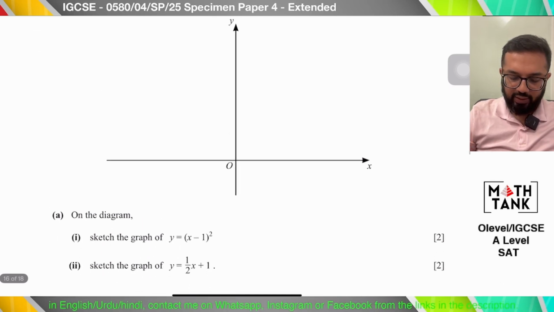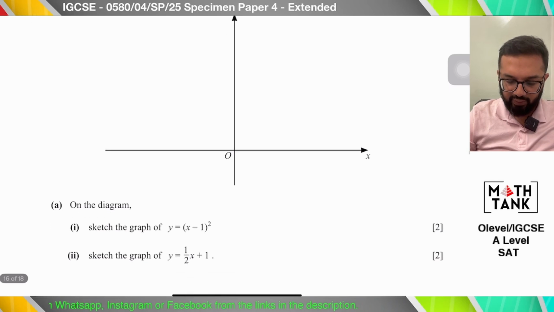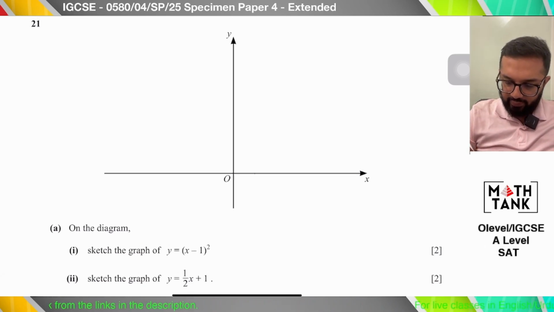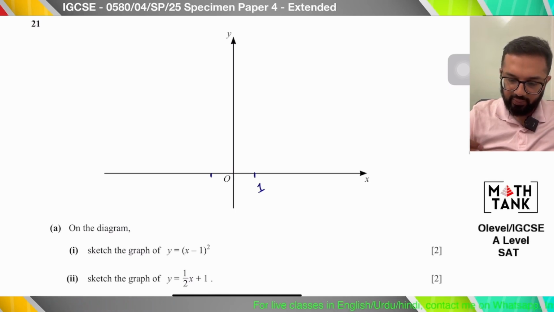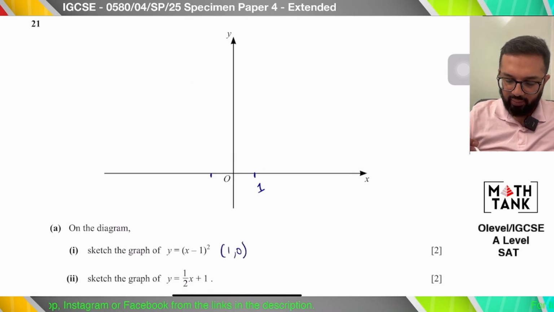Okay, this says on the diagram, sketch the graph of y equals x minus 1 whole squared. Sketch the graph of this. So the graph of x minus 1 whole squared should be just 1 unit moved forward, and the graph is going to look something like this. It should have a turning point at 1, 0, and a y-intercept at 1 as well. So I'm going to use that.